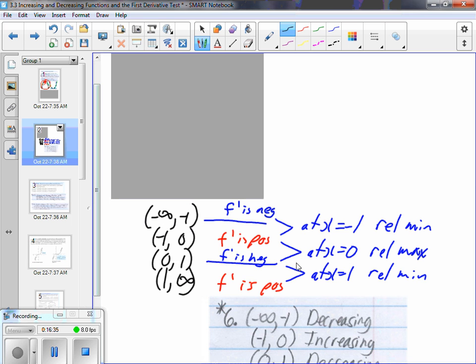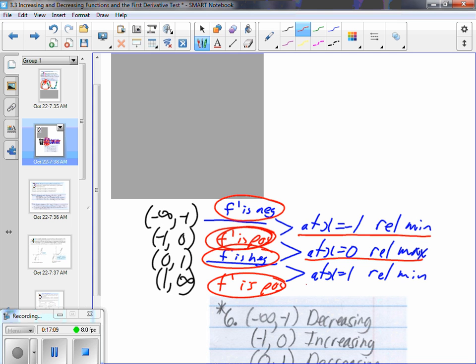And look what we figured out. I don't even have to know where the function's actually increasing or decreasing. I can figure all this out. If the derivative changes from positive to negative, there's a relative maximum at the x-coordinate where that change occurs. If it changes back from negative to positive again, there's another relative minimum at the x-coordinate where that change occurs.